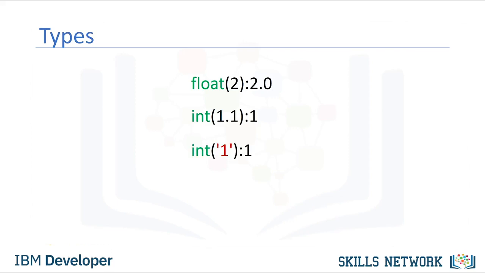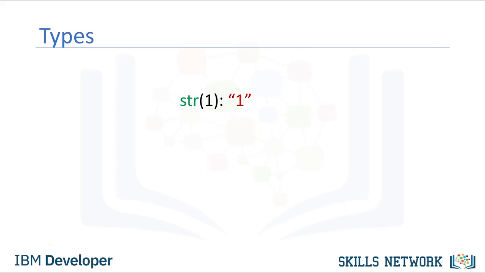If a string contains an integer value, you can convert it to int. If we convert a string that contains a non-integer value, we get an error. Check out more examples in the lab. You can convert an int to a string, or a float to a string.